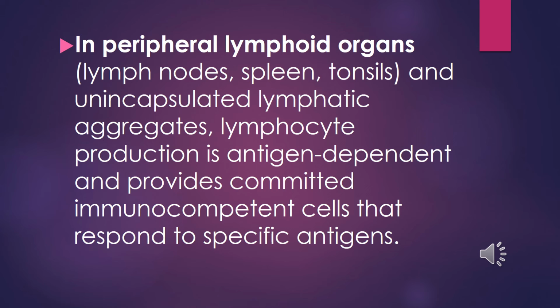Peripheral lymphoid organs divide into three main types: lymph nodes, spleen, and tonsils, and unencapsulated lymphatic aggregates. They provide the specific process of antigen-dependent differentiation of T and B lymphocytes. After the influence of antigen, T and B lymphocytes go to antigen-dependent differentiation, after which special forms, T and B immunoblast cells, are formed.